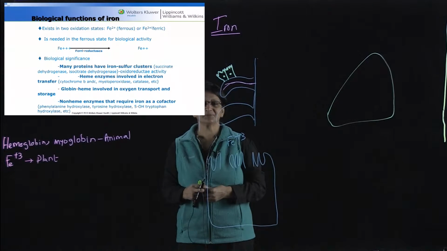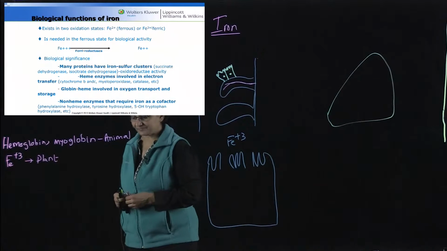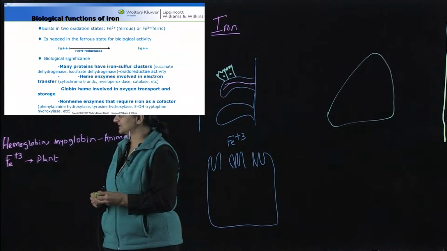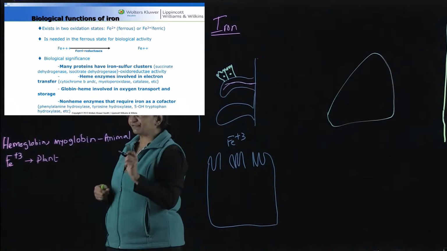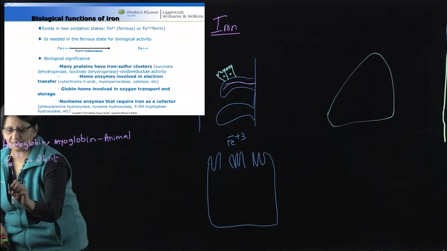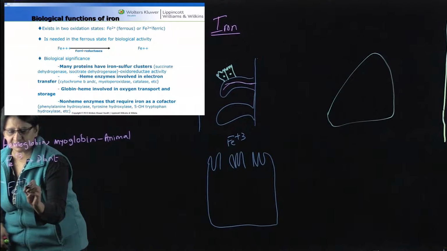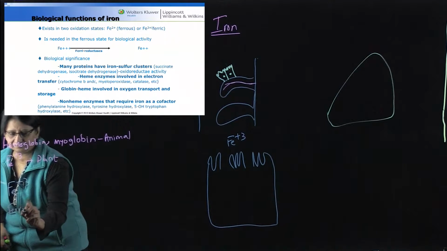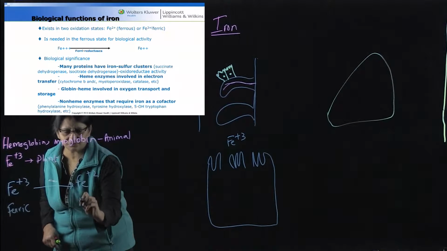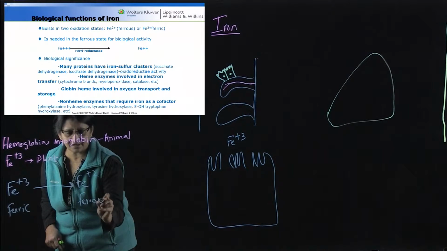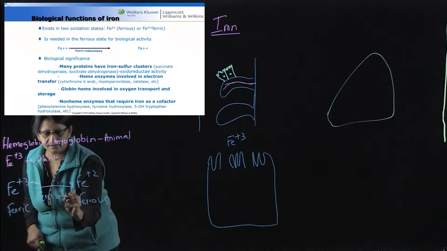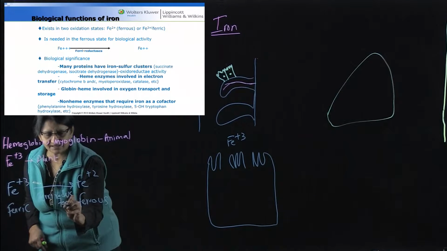So, iron is present in two forms, either as ferrous or ferric iron, as you can see on the slide. The ferric iron is Fe+3, the more oxidized form of the iron. Fe+3 is ferric iron, and this can be converted to Fe+2 or ferrous iron by ferrireductases.